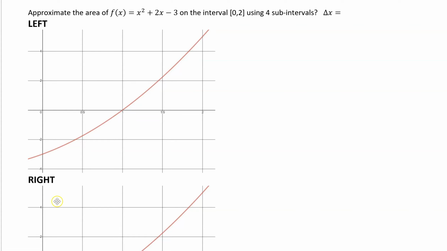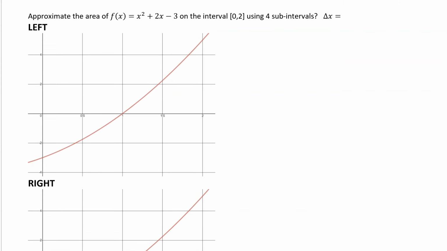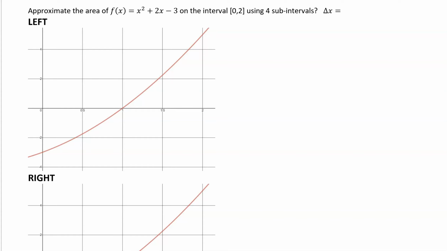All right, so now let's try a problem. We're going to be asked to find the approximate area under the curve of this function from 0 to 2 using 4 subintervals. So this is how all the problems now are going to look. You have some function, and they're going to ask you to find the left, the right, or the midpoint. And so we're going to look at each one individually so that you can figure this out.